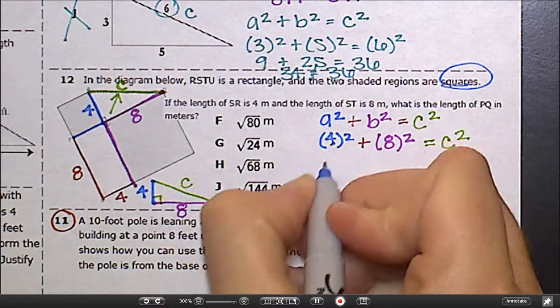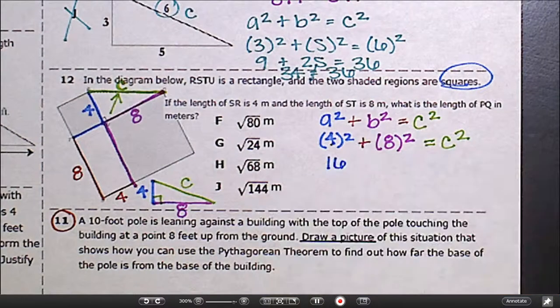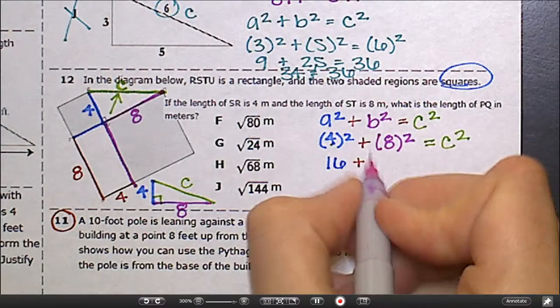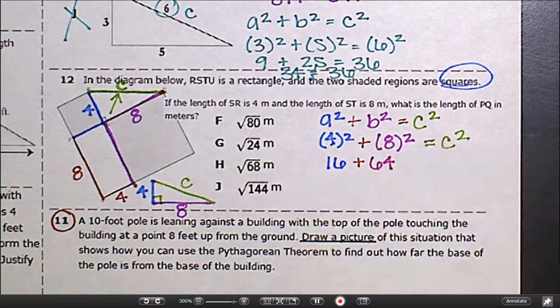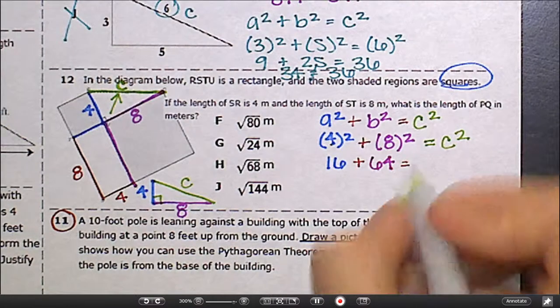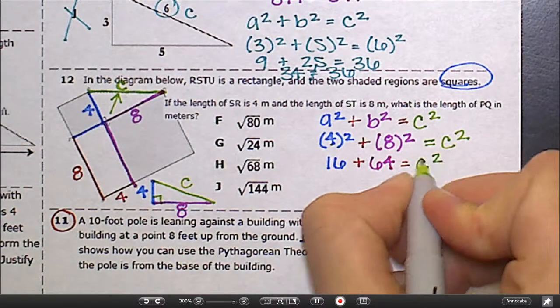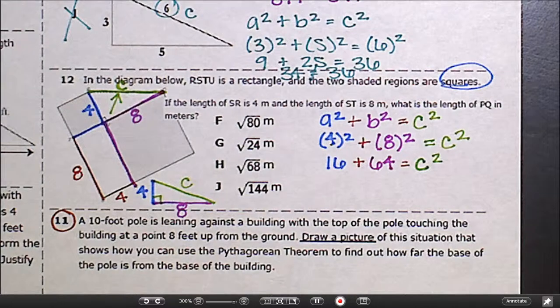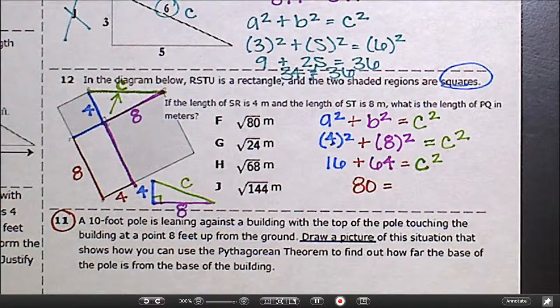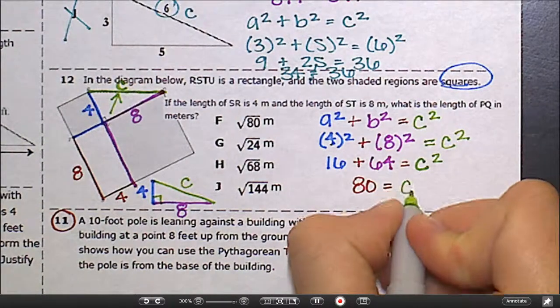Okay, so continuing here, we get 16. We may have these memorized. 16 plus 64 equals C squared. And we're just solving this like any equation, any formula. 16 plus 64, if we plug that into our calculator, we're going to get 80. So 80 is equal to C squared.